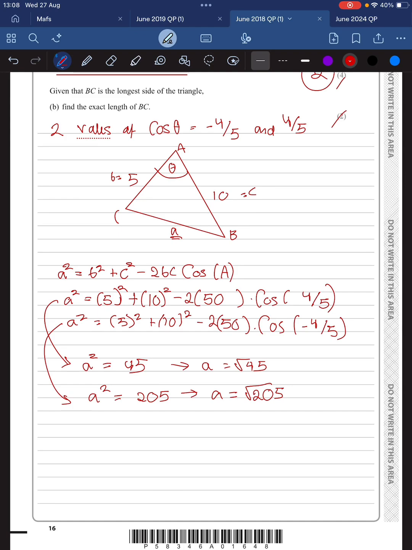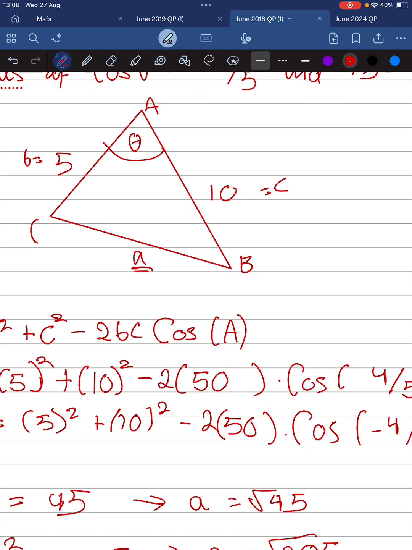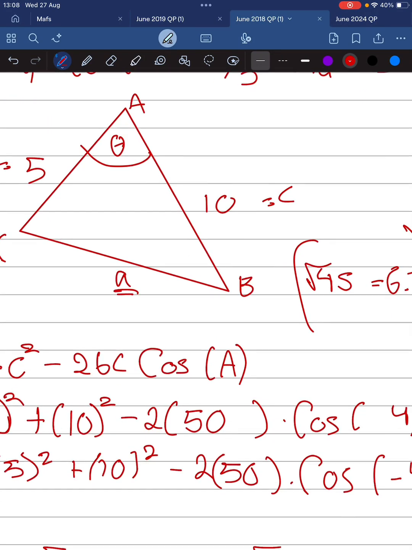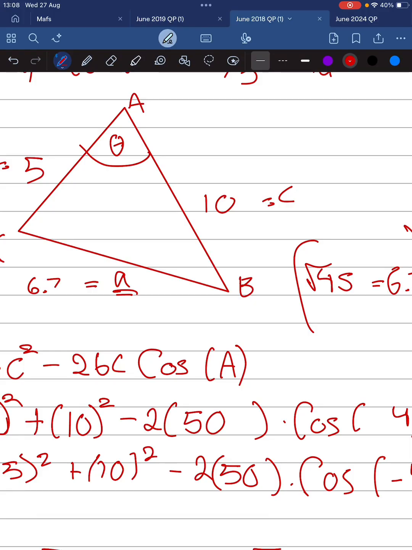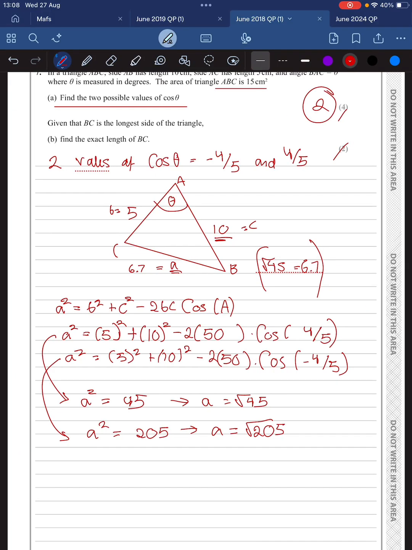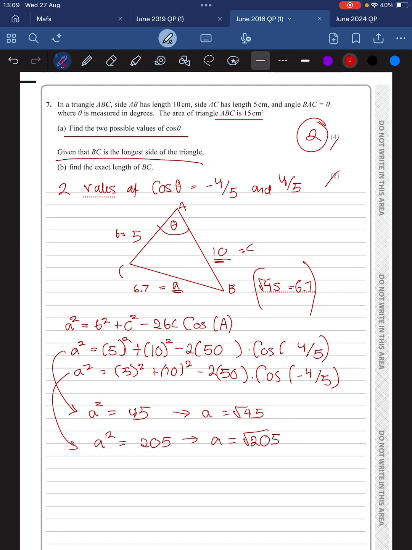Now we're trying to find out, considering it's the longest side, what value would be the longest. If we do root 45, it wouldn't be the longest because root 45 is equal to 6.7, right? And considering we're told this is the longest side, if we put 6.7 as this, it wouldn't be the longest because now AB would be the longest. This would be unfair. This is 10 and this is 6.7. Hence, that statement would be wrong. And the statement is never wrong. So this wouldn't be 6.7.